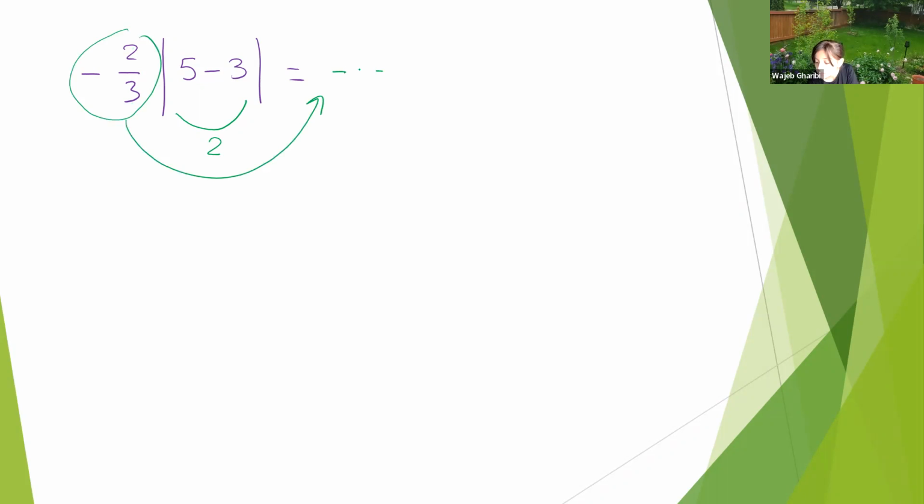We will have negative 2 over 3 multiplied by the absolute value of 5 minus 3, which is 2. And this equals negative 2 over 3 multiplied by, what is the absolute value of 2? It is 2. And negative 2 over 3 multiplied by 2 will be negative 4 over 3. Got it? Okay.